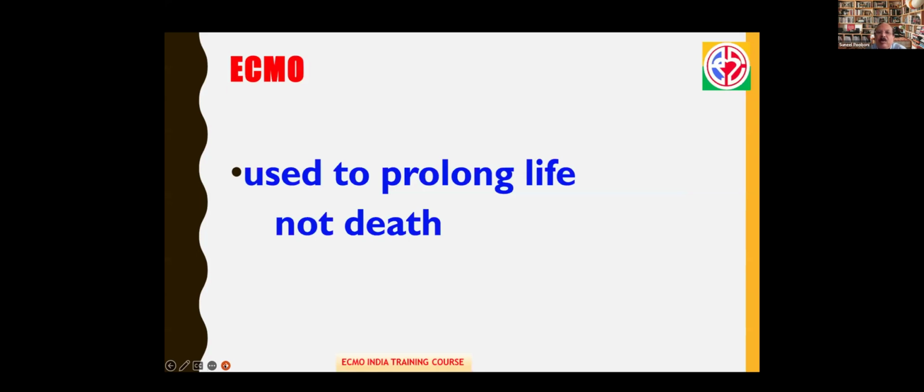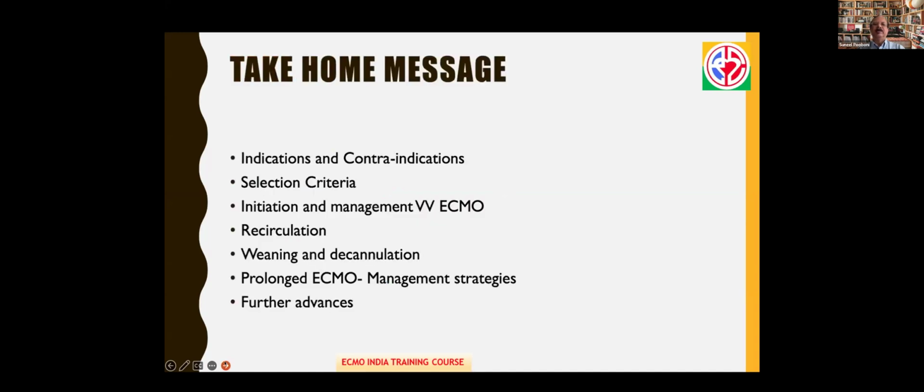ECMO is used for prolonging life but not death. We presume that the patient's pathology is reversible, put them on ECMO, but unfortunately, if it progresses to irreversible pathology, we should sit with parents or family and decide if it is better to stop ECMO at that time. Someone with severe intracerebral hemorrhage, for example. So we all talk about this as ECMO is used for prolonging life, but not for prolonging death.